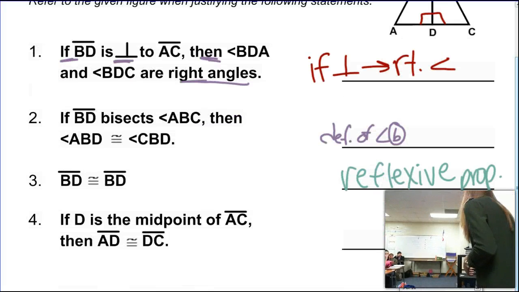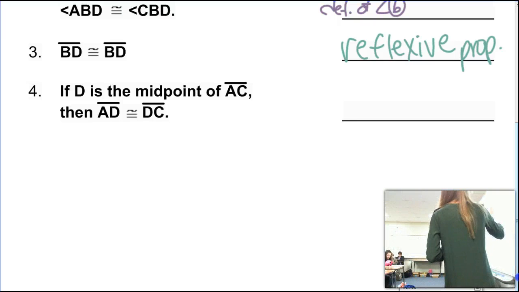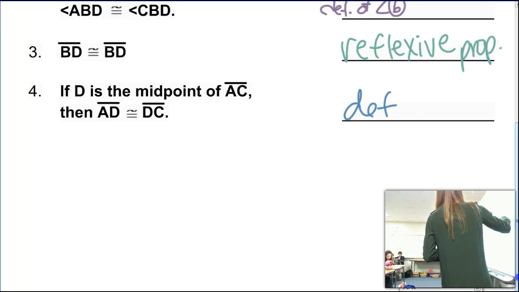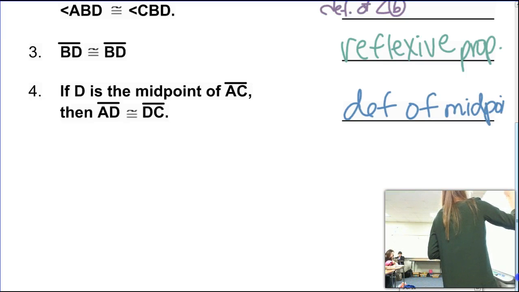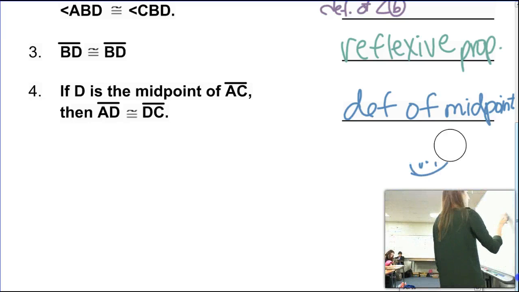And finally, you don't really need the picture for this one. If D is the midpoint of AC, then segment AD is congruent to segment DC. Going on up? Or you just want to tell me? Okay, 12. Definition of midpoint. Def of, and then you actually have to write midpoint. It would be really convenient if an M with a circle around was midpoint, but it's not. So definition of midpoint.